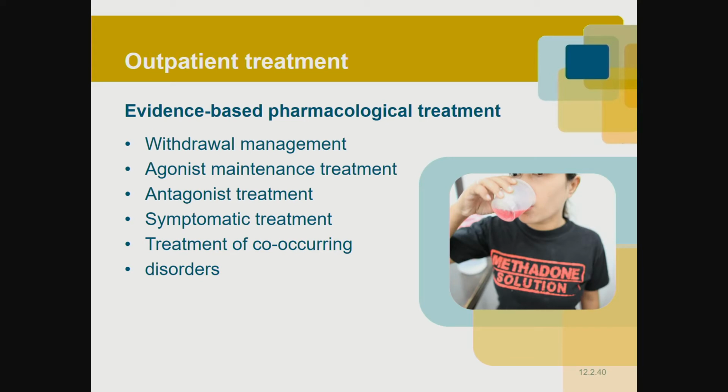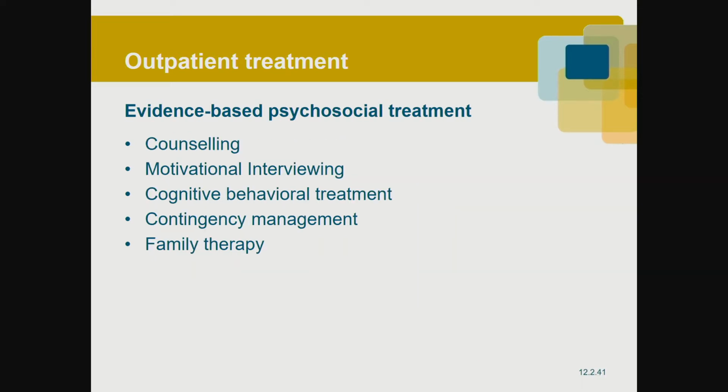As I said already, outpatient treatment services are the ideal setting to continue with pharmacological treatment for patients that eventually need this service, either with agonists or antagonists, depending on the existing modalities in each country. And of course, also for the treatment of co-occurring disorders. These are the psychosocial treatment interventions recommended at outpatient.